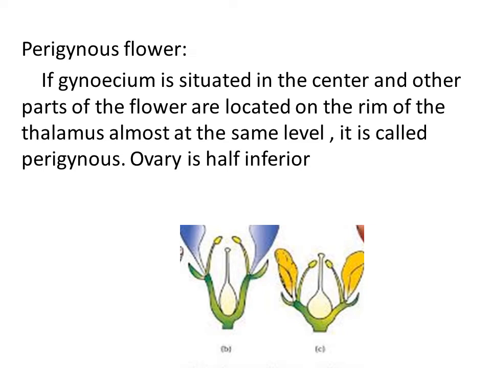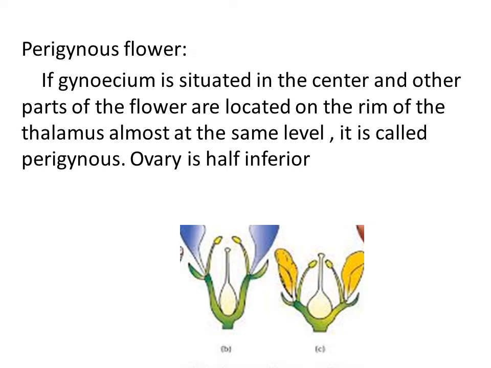So when the floral organs are arranged in this way, it gives almost equal position to all other organs of the flower. That means the gynoecium position is almost equal with the position of androecium, corolla and calyx. Clear? So this kind of flower is called a perigynous flower.